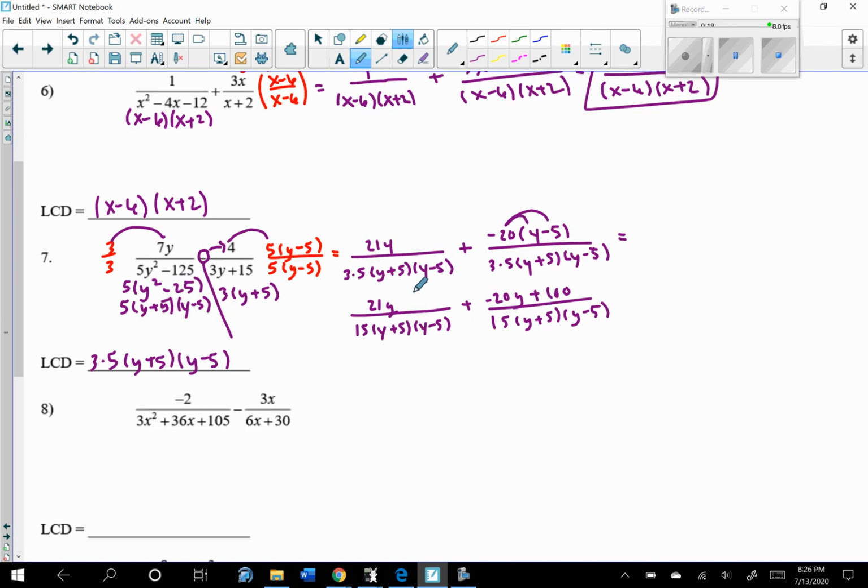Now I have a common denominator. I can go ahead and combine my numerator over my common denominator. So these are like terms right here. So that would give me positive y, because 21 minus 20. So 1y plus 100 over 15 times y plus 5 times y minus 5. And nothing factors out any further, so this would be our solution.